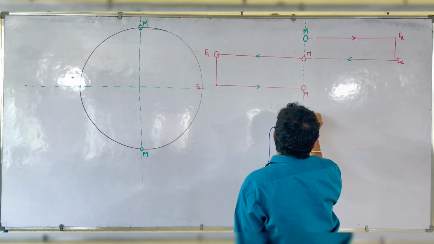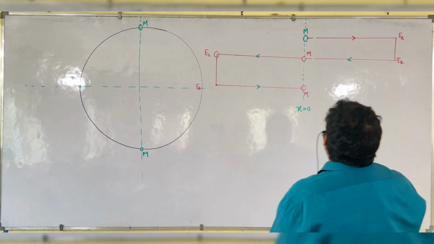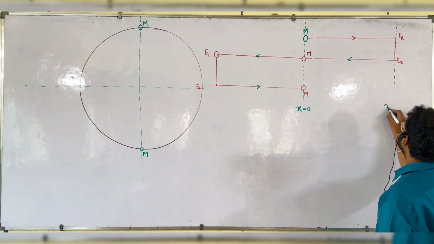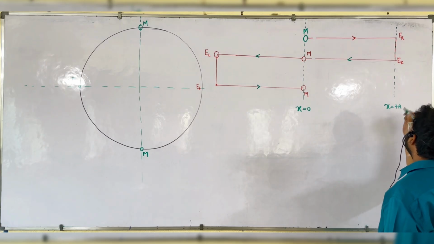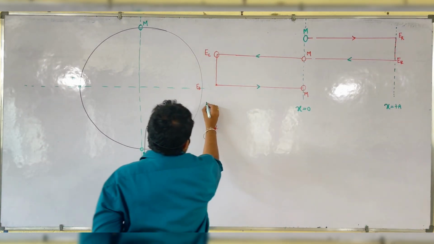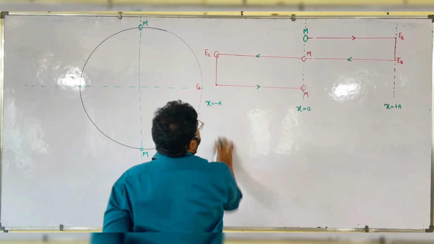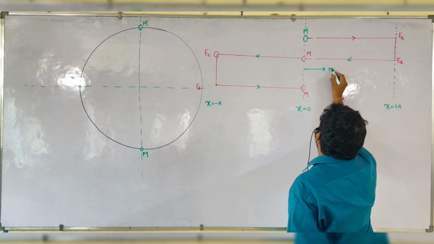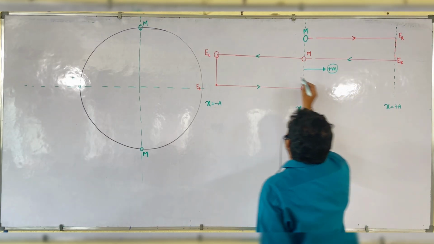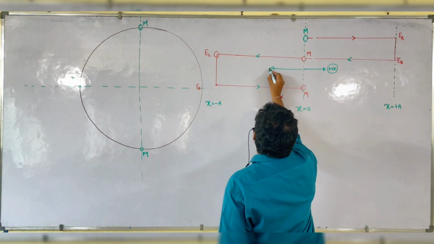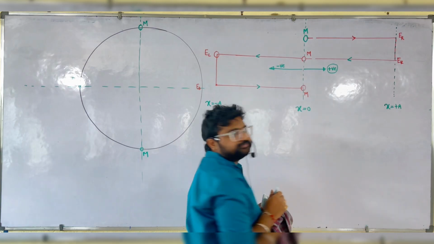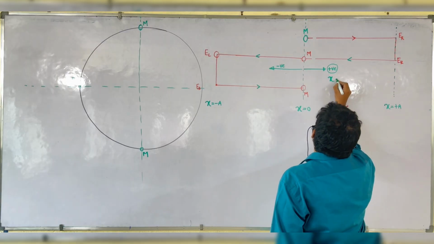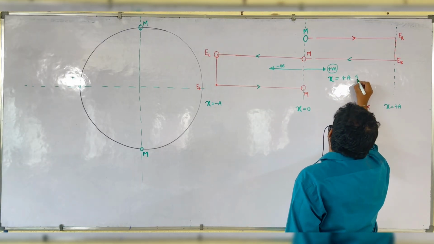X equal to 0 at the mean position. Right extreme position: x equal to plus A. Left extreme position: x equal to minus A. Distance measured along this direction is positive, and along the other direction is negative. Clear? So here, this is x equal to plus A sin omega t.